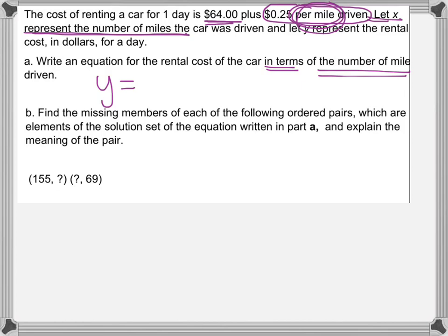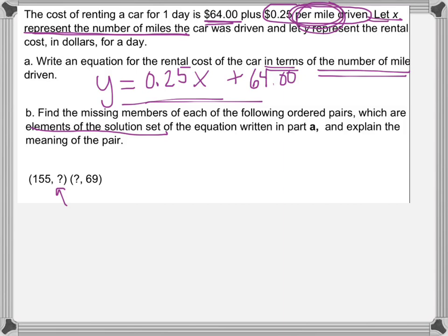So the way we set this up is Y is equal to the per mile cost, 0.25, multiplied by the number of miles driven, X. And then to that, we're going to add the $64 that it costs per day, or for 1 day. Now we can use this equation to find the missing members of each of the following ordered pairs. We are given that they are elements of the solution set, and that's very helpful because if they weren't elements, there'd be a lot of different things that question mark could be, and I couldn't find it using this equation.